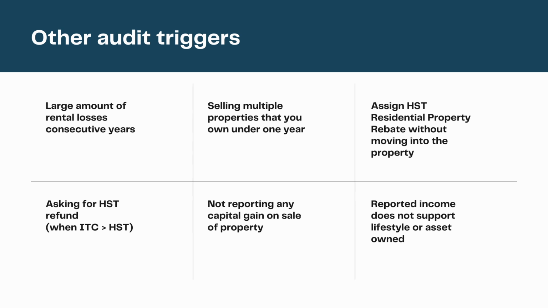Ask for HST refund when your input tax credit, when the HST that you pay is greater than HST you collected. You're not reporting any capital gain on sale of property at all. That could also be a trigger. You reported income, the reported income does not support the lifestyle or asset that you own. These are all audit triggers that CRA are looking into, and you may want to try to avoid having any of these and have a good discussion with your own accountant or with our team to avoid any of these audit triggers.